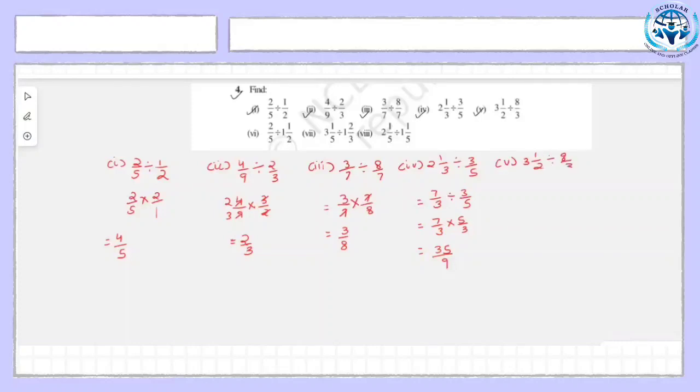Fifth one, 3 1 by 2 divided by 8 by 3. 3 2 just 6, 6 plus 1 is 7, 7 by 2. 7 by 2 divided by 8 by 3. 7 by 2 into 3 by 8. 7 3 ja 21, 8 2 ja 16, 21 upon 16.